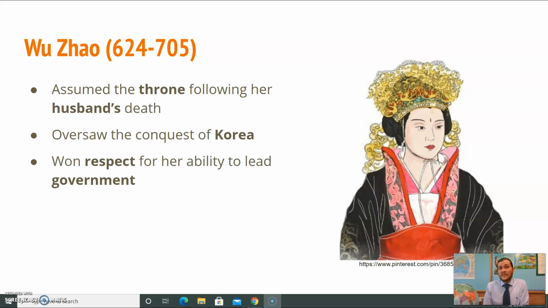Now we're going to talk about an important female Chinese leader, Wuzao. She assumed the throne following her husband's death. She actually oversaw the conquest of Korea, so she expanded the empire even further. And she won respect for her ability to lead the government. A lot of people thought that women couldn't lead the government, but she showed that that was possible.